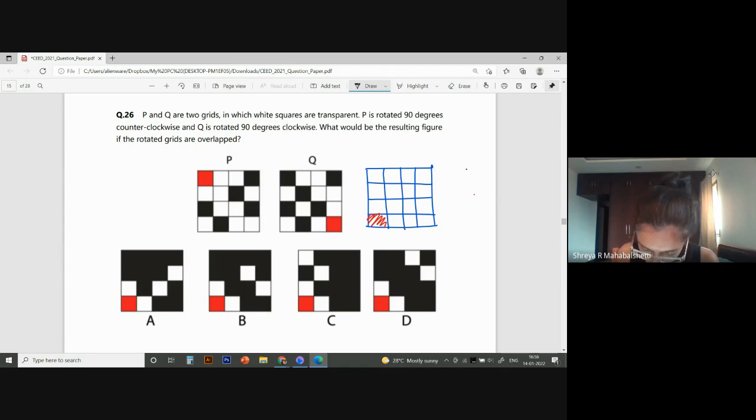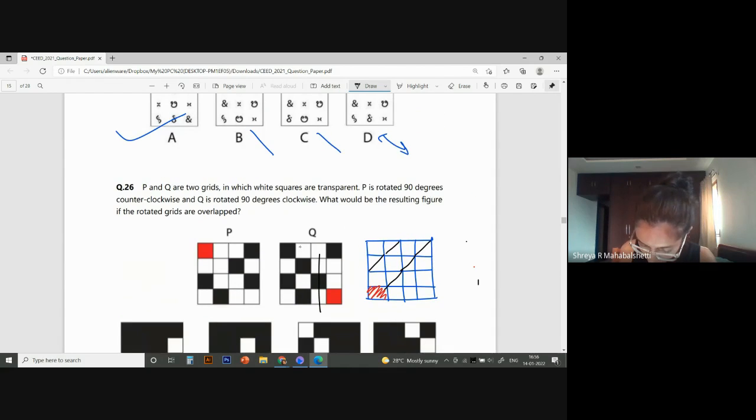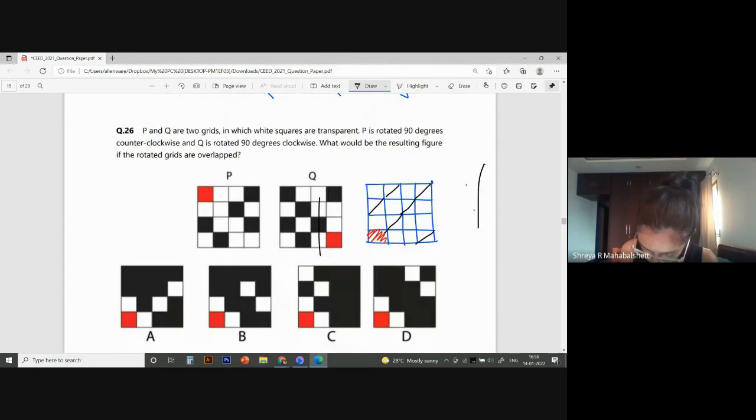Okay. So when Q gets rotated, all of your rows become your column. So the leftmost becomes the topmost. Okay. So this is gone and this is gone. The next one, this is gone, this is gone. Then in this one, this is gone. Then in this one, this is gone.